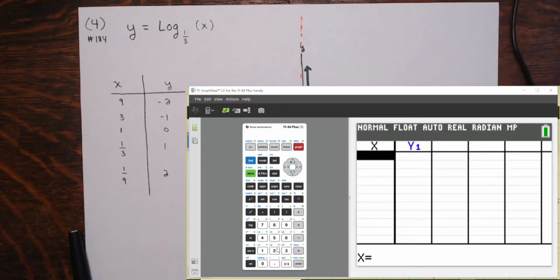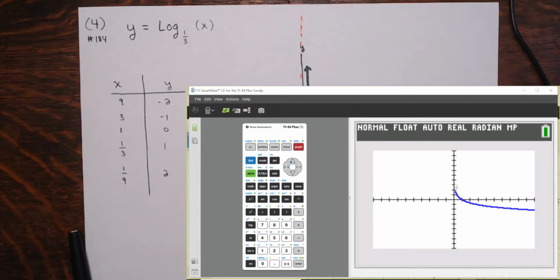And yeah, you see if I plug in 1, output 0. Right? 1/3 outputs 1. 1/9 outputs 2. 1/27 outputs 3. Right? The smaller the input gets, the larger the output gets. And then plug in 3, you get -1. Plug in 9, you get -2. Plug in 27, you get -3. Right? The higher the input gets, the smaller, the more negative the output gets.